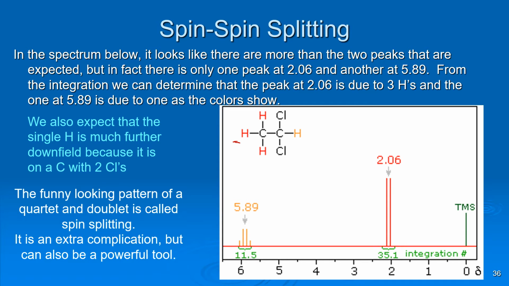So what is all this little bitty parts to the peak? Well, that's called spin-spin splitting. And it is, like I said, an extra complication, but it can also be a powerful tool. What happens is this one little carbon over here splits these 3 into a peak of 2, and these 3 over here split the yellow one into a peak of 4. So let's talk a little bit more about that.